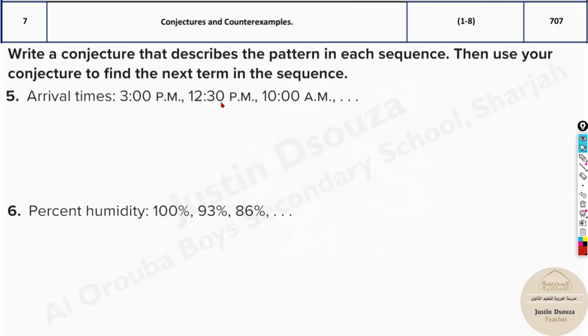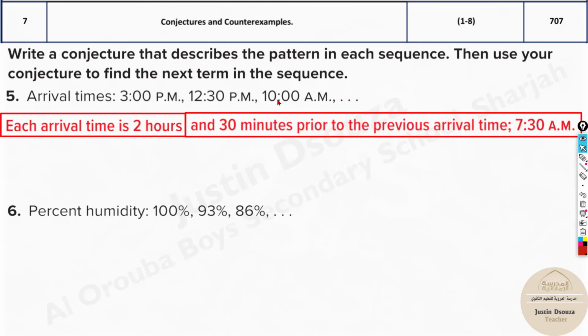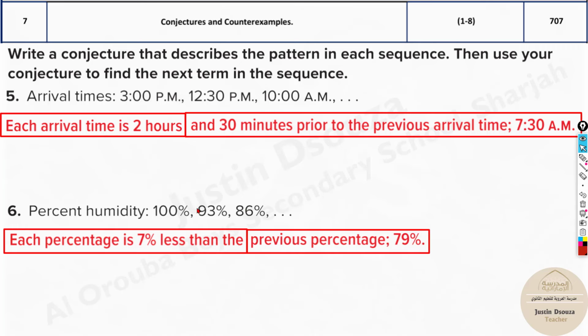10 a.m. So you can see there is a reduction over here by 1.5 hours. Next one will be 8:30 a.m. So sorry, it's 7:30 a.m. Why? Because it's 2.5 hours, not 1.5 hours. My bad. It's 2.5 hours each time. I just realized it. What about this percentage humidity? 100, 93, 86. It's 7 over here. So next one will be 79. So it's being deducted by 7%.